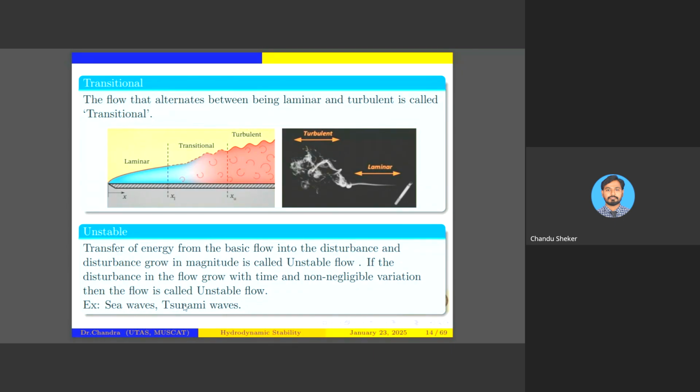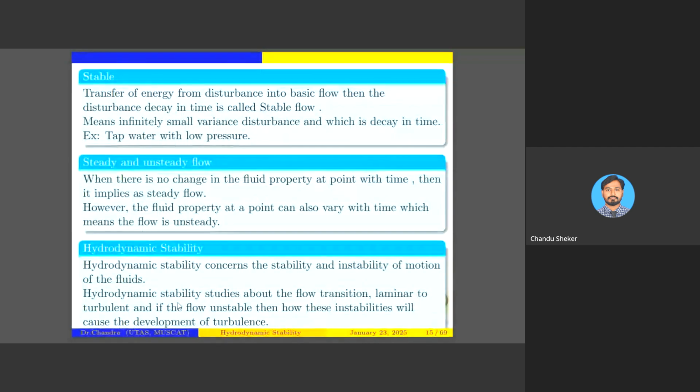Okay. So what are the examples here? Sea waves and tsunami we can take as unstable flows. Stable, the same thing, but the transfer of energy goes from the disturbance to the basic flow, and the disturbance will decay in time. These are called stable flows. Now these disturbances are very small, we can neglect them. We can say infinitesimal. Okay. So what are the examples here? Tap water with low pressure is an example of stable flows.